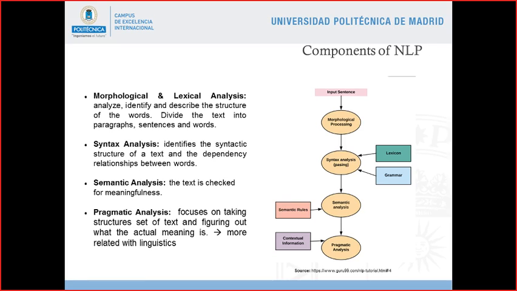So, components of natural language processing. Okay, we have the input sentence or the input text. First we go through the morphological processing, morphological and lexical analysis. Here we want to analyze, identify, and describe the structure of the words. So the text is divided into paragraphs, paragraphs into sentences, and sentences into words. Once we have the words, we go through the syntax analysis.